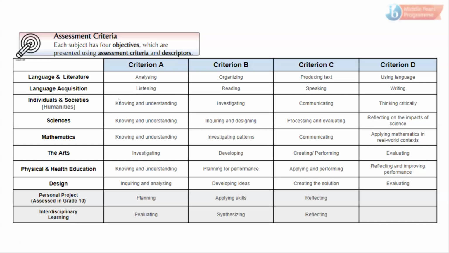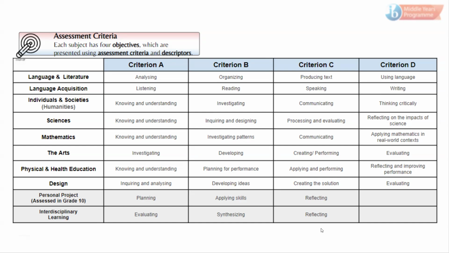Now these are all the criteria names for the different subjects. In language and literature, criterion A is analyzing, B is organizing, C is producing text, and D is using language. Similarly, all subjects have 4 criteria each, except for the personal project and interdisciplinary learning, where they have 3 criteria each.